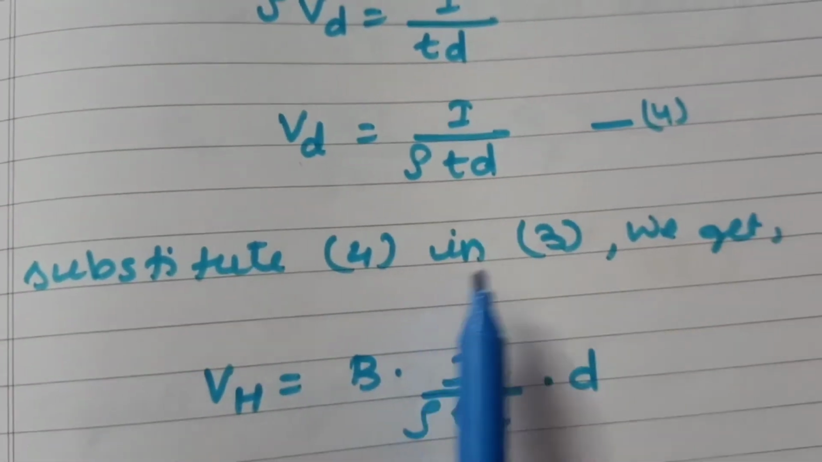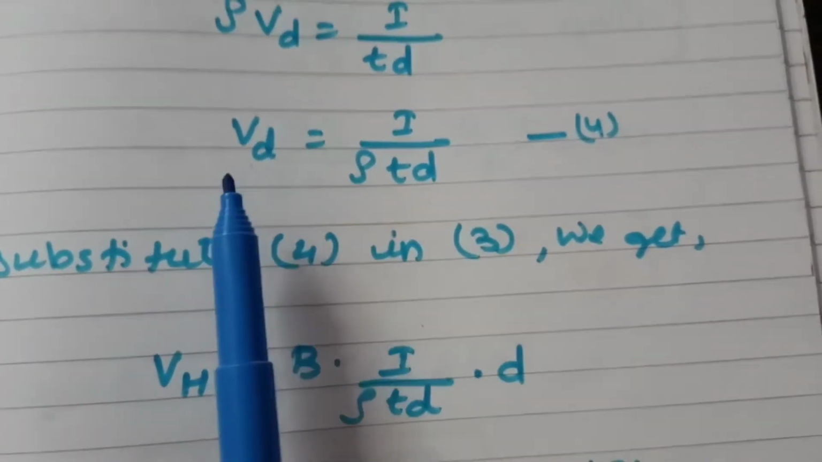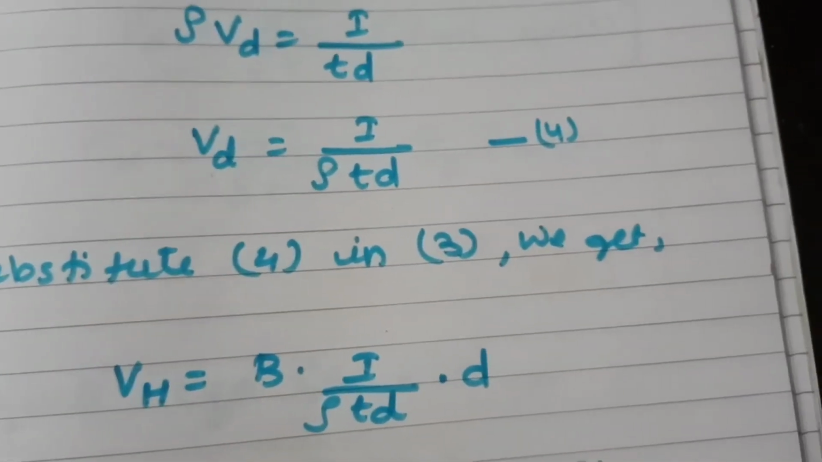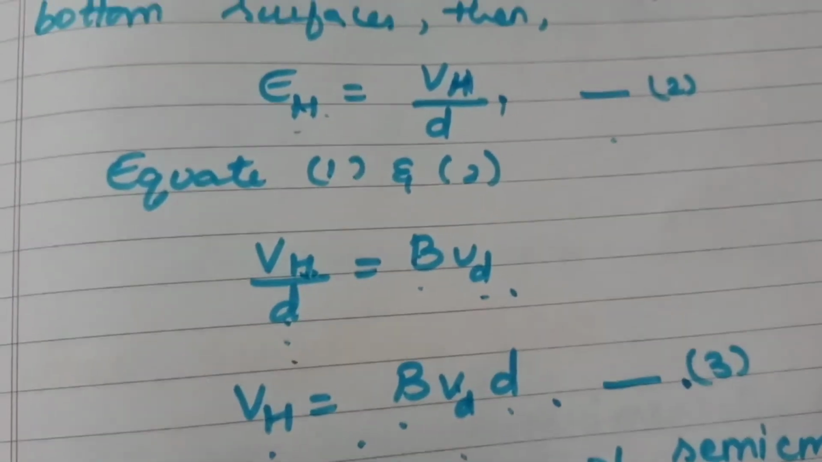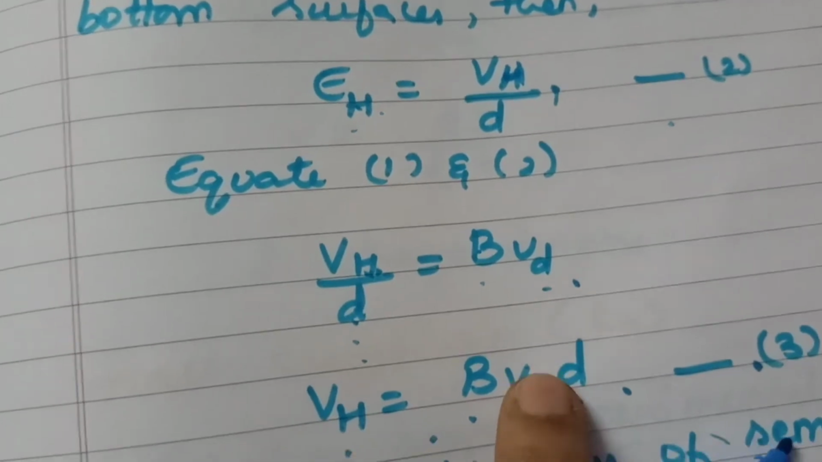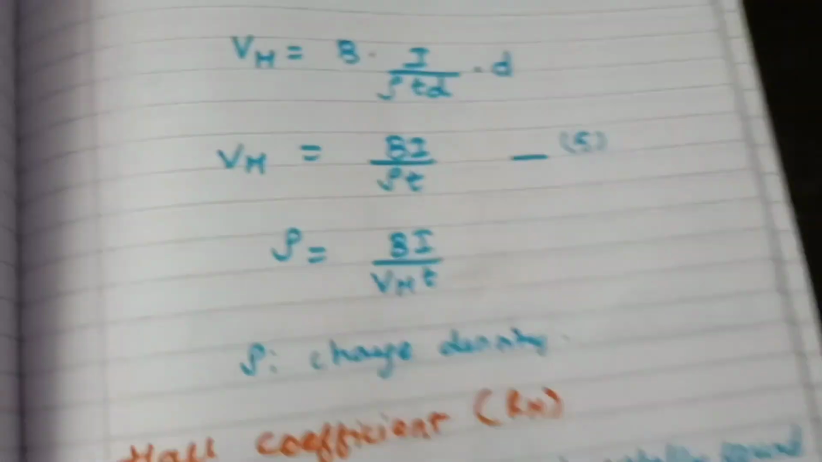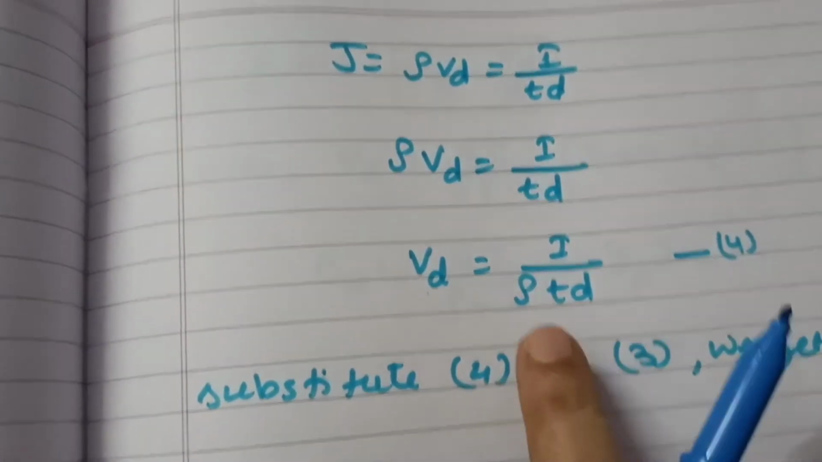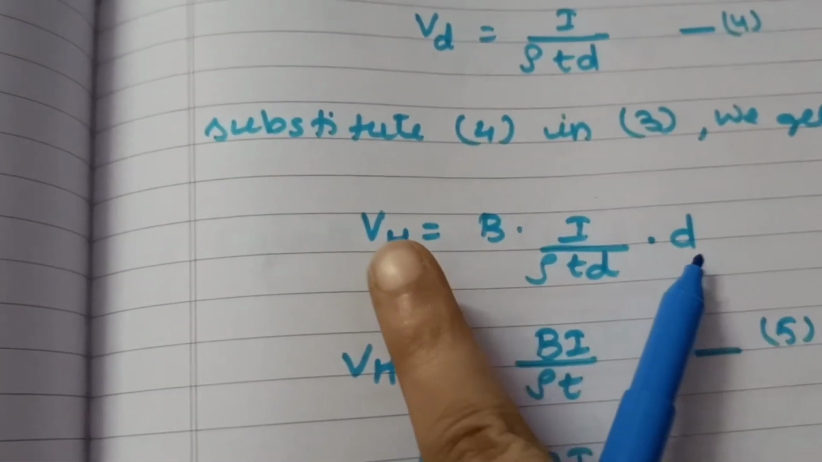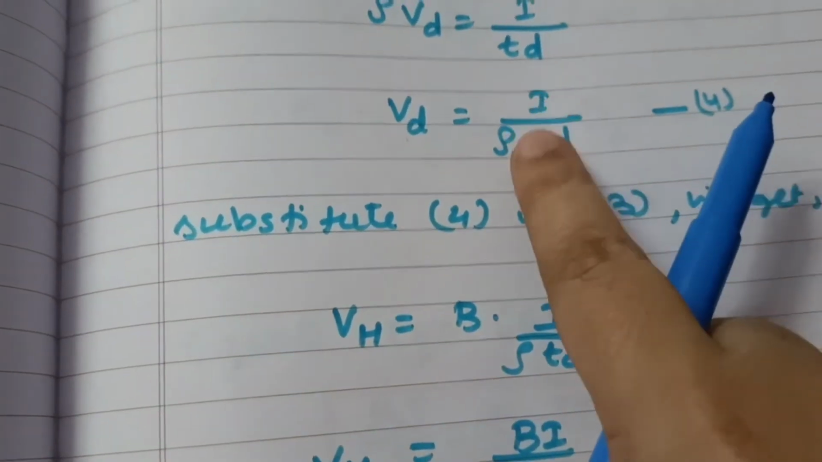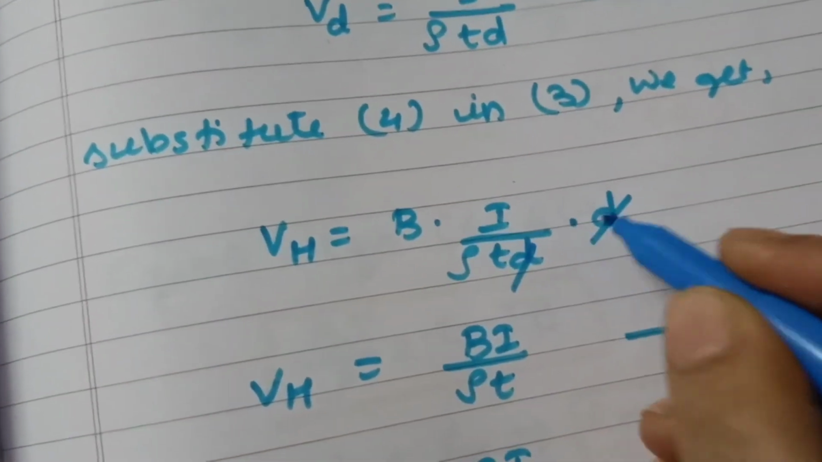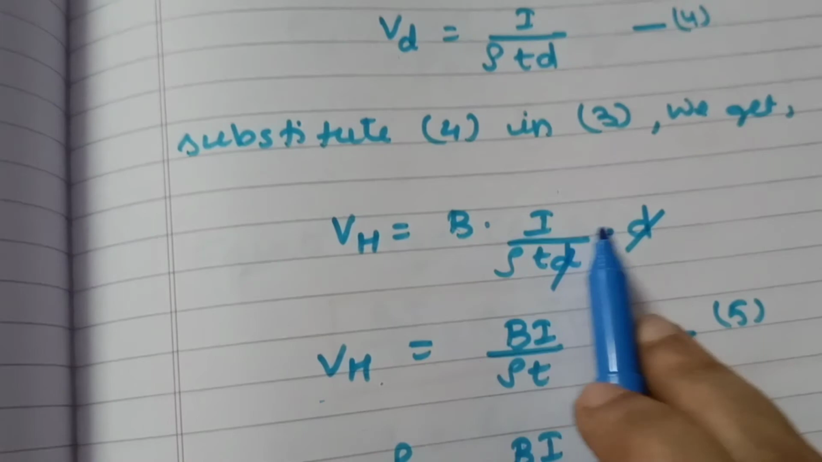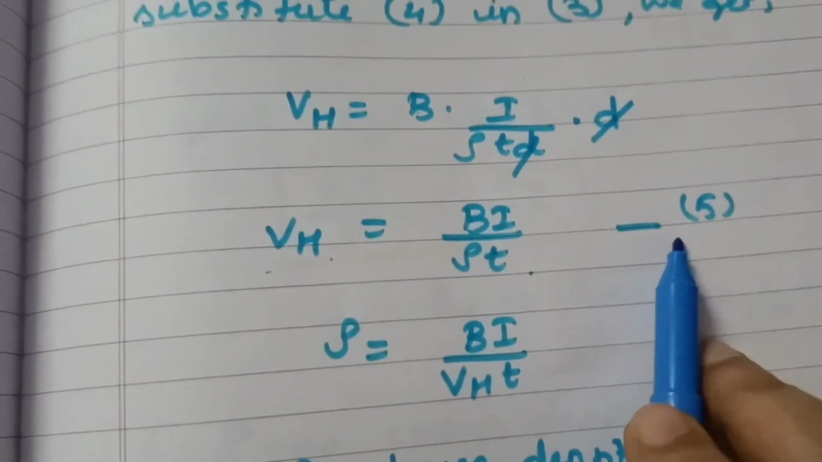Substitute equation 4 in equation 3. Vd value we are substituting there. Just for your understanding, the third equation is VH is equal to B Vd d. In the place of Vd, we are substituting this one. So VH is equal to B into I by rho t d, into d. Obviously d gets cancelled. VH is equal to B I by rho t. This is equation 5.